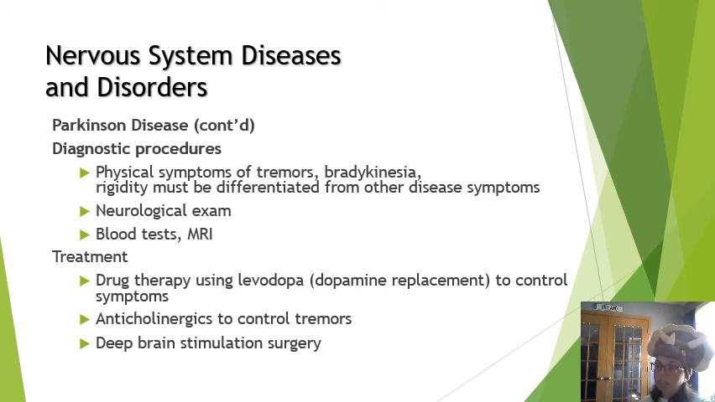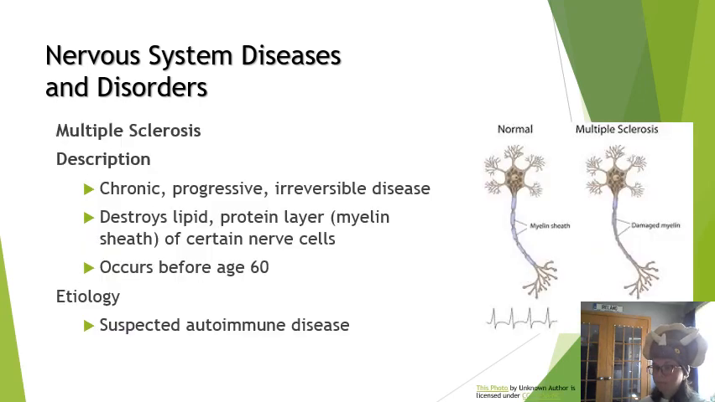So you have levodopa, which is a dopamine replacement drug that's used to control the dopamine levels in the brain. And then you have anticholinergics, and that is prescribed to control tremors, and a deep brain stimulation surgery could help with functionality. A disease that has to be ruled out when diagnosing Parkinson's disease is multiple sclerosis, MS.